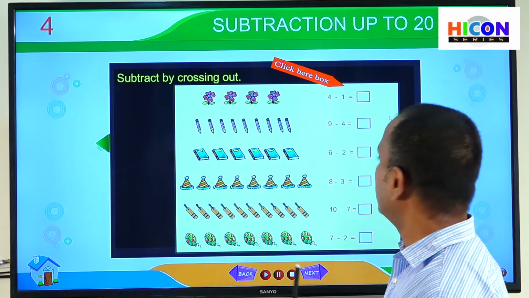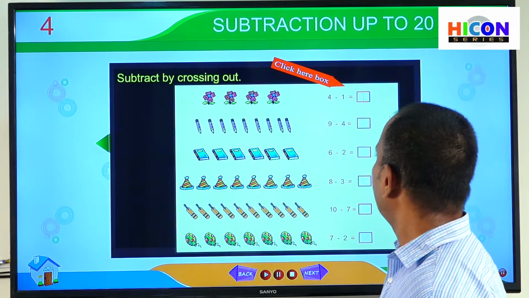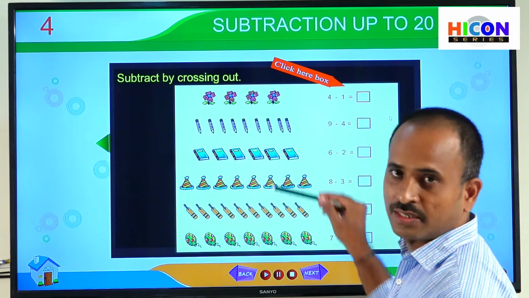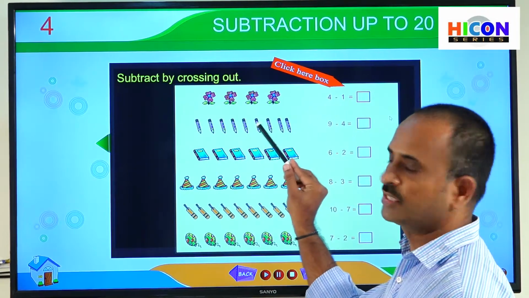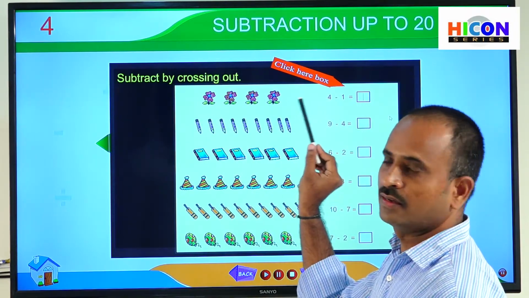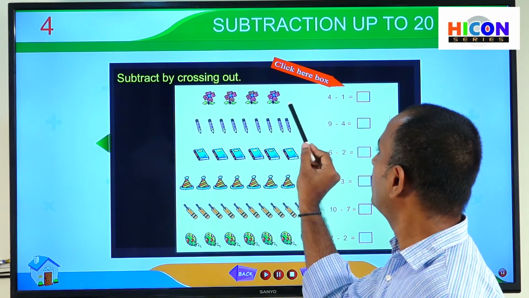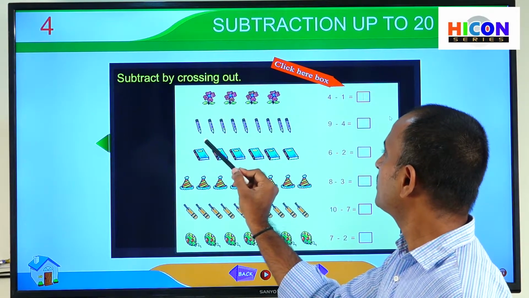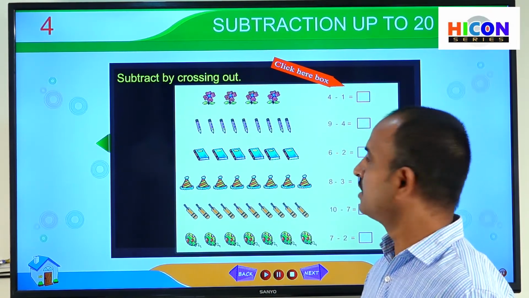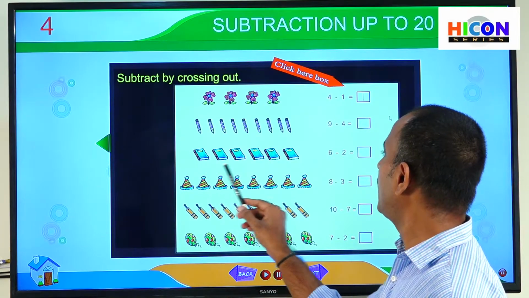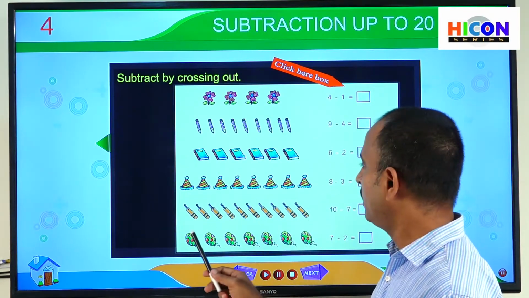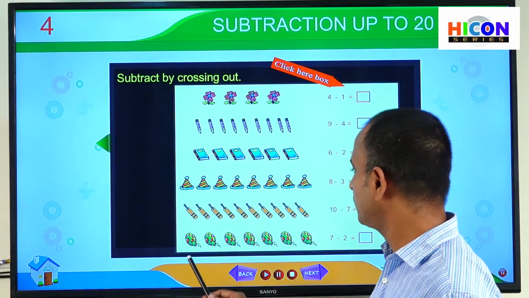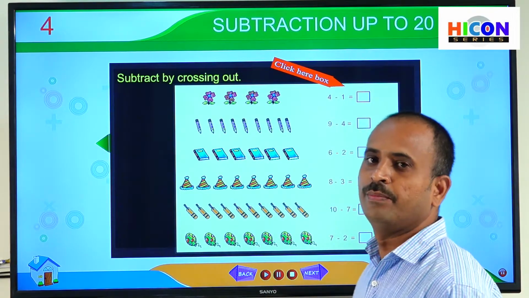So children, look at the screen. Here we are observing some pictures in each set. In the first problem they have given flowers. In the second problem they have given pencils. In the third problem they have given books. In the fourth problem they have given caps. In the fifth problem they have given some bags. And in the last problem they have given balloons.